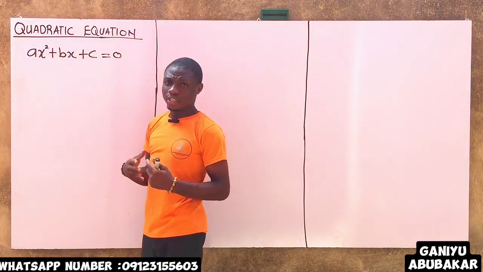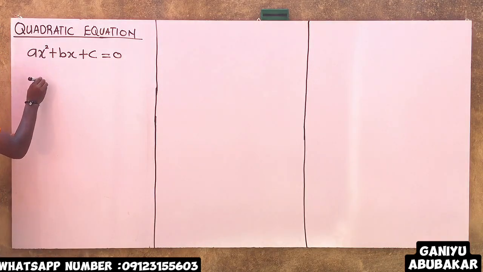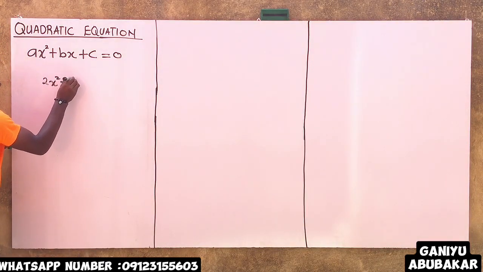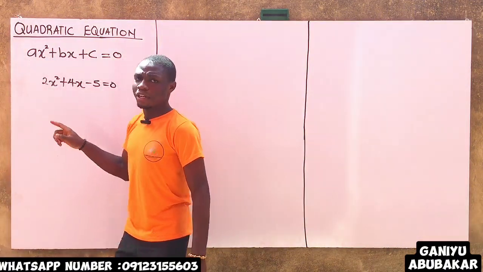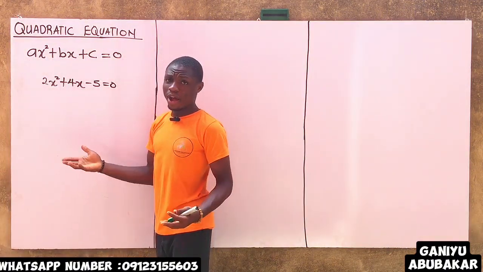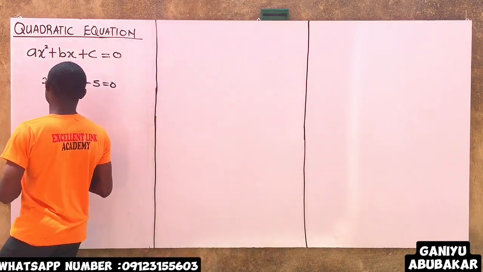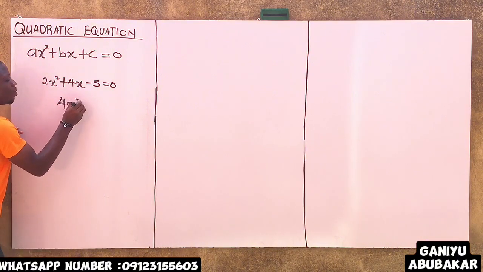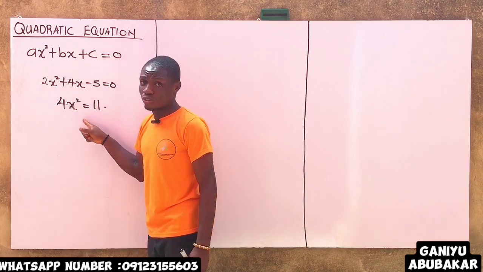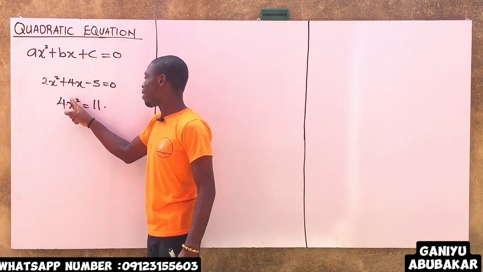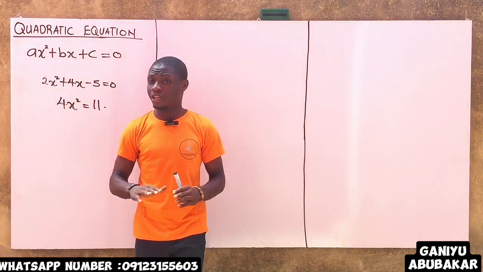So whenever the highest power of a variable is 2, it is called what? The quadratic equation. Let me give you some instances. If I have 2x squared plus 4x minus 5 equals 0, this is simply a quadratic equation. Why? Because the highest power here is 2. Look, if I have 4x squared equals 11, this is still a quadratic equation. Why? Because my highest power here is 2. So your task is to watch out for the highest power, then you're done.